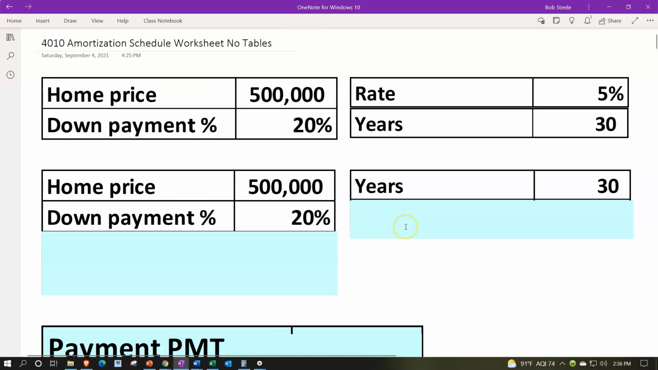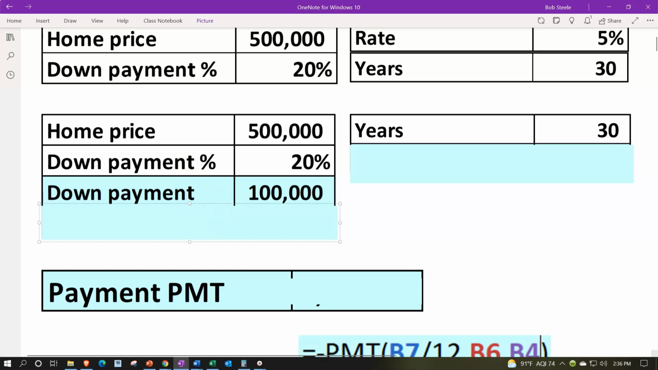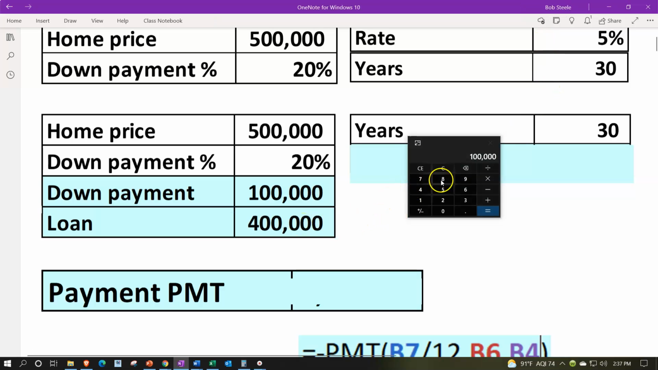So if we have this information, then what do we need in order to calculate the payment? Well, first we're going to need the loan amount. So if I have the home price at $500,000 and 20% down, we could say, okay, how much will I have to put down then? $500,000 times 20%, $500,000 times 0.2, giving us the $100,000. That means the amount of the loan, $500,000 minus $100,000, would be $400,000.